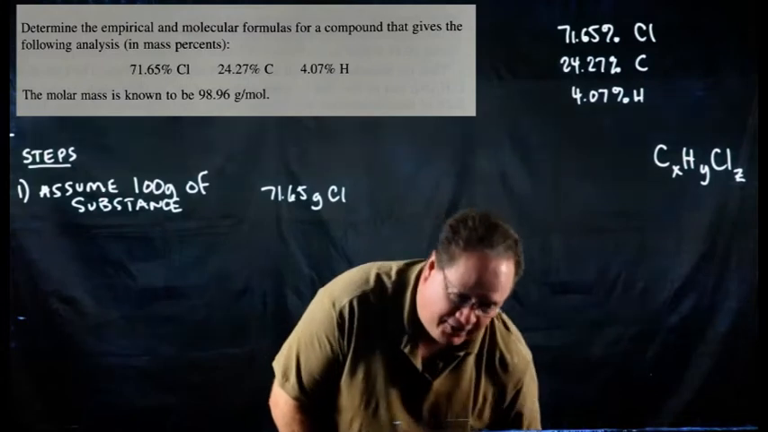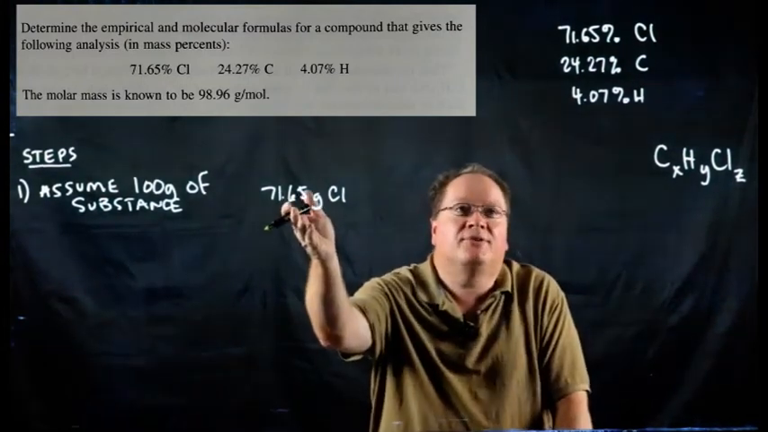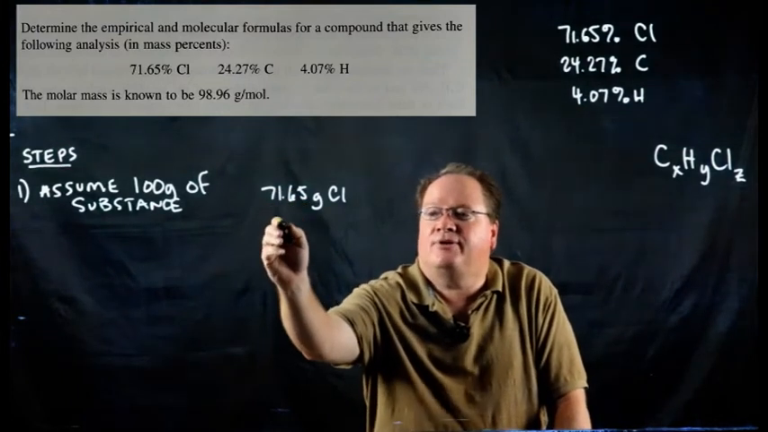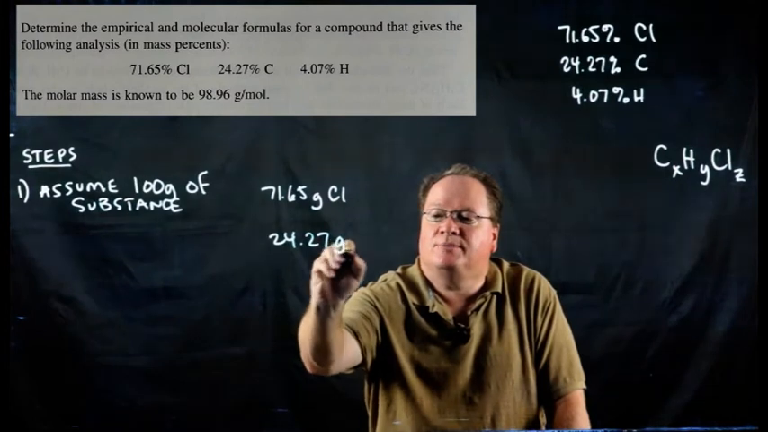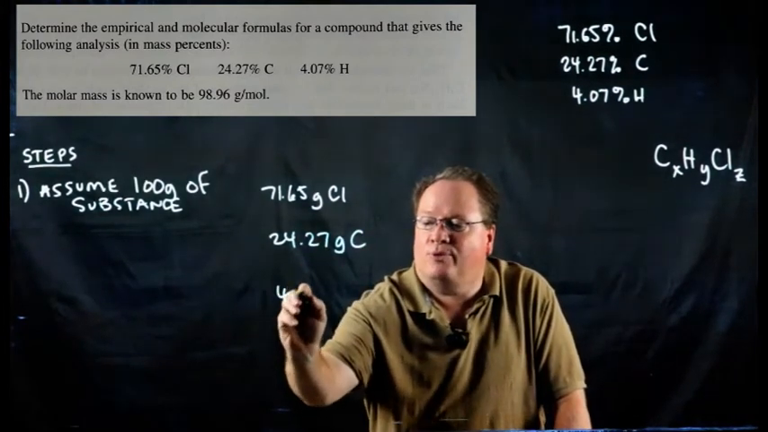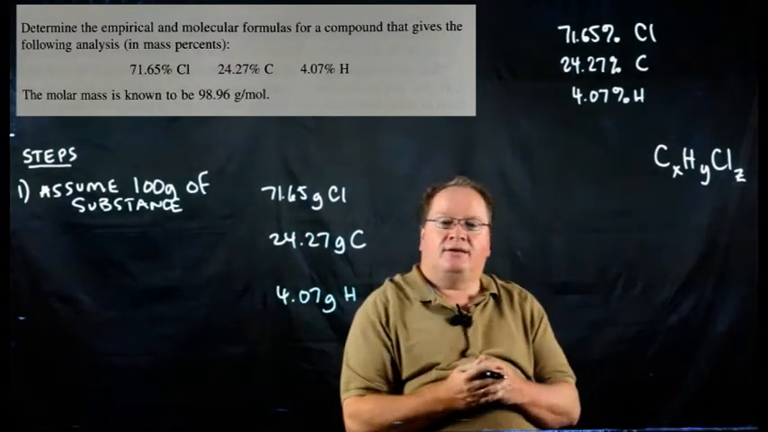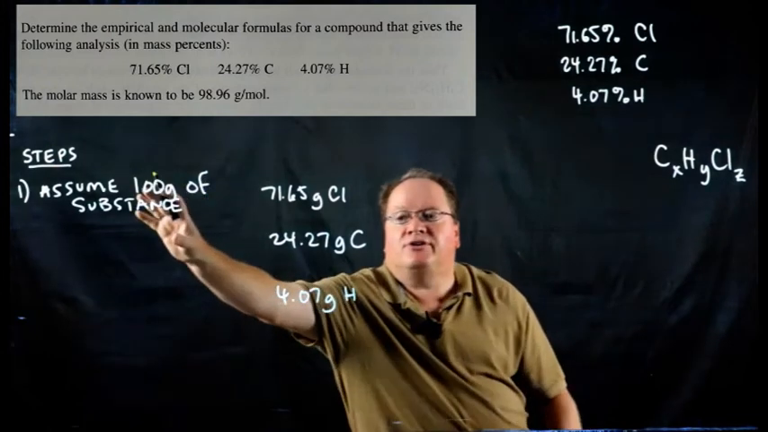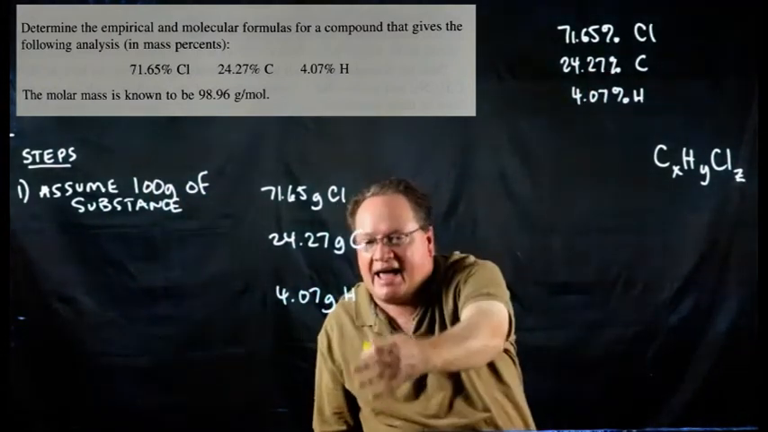So if I have 100 grams of this stuff, every one of these percentages just turns into grams. So if I have 100 grams of the whole thing, I'm going to have 24.27 grams of carbon, and I'm going to have 4.07 grams of hydrogen. Okay? So assuming that you have 100 grams of a substance allows me to change those percentages into these masses.